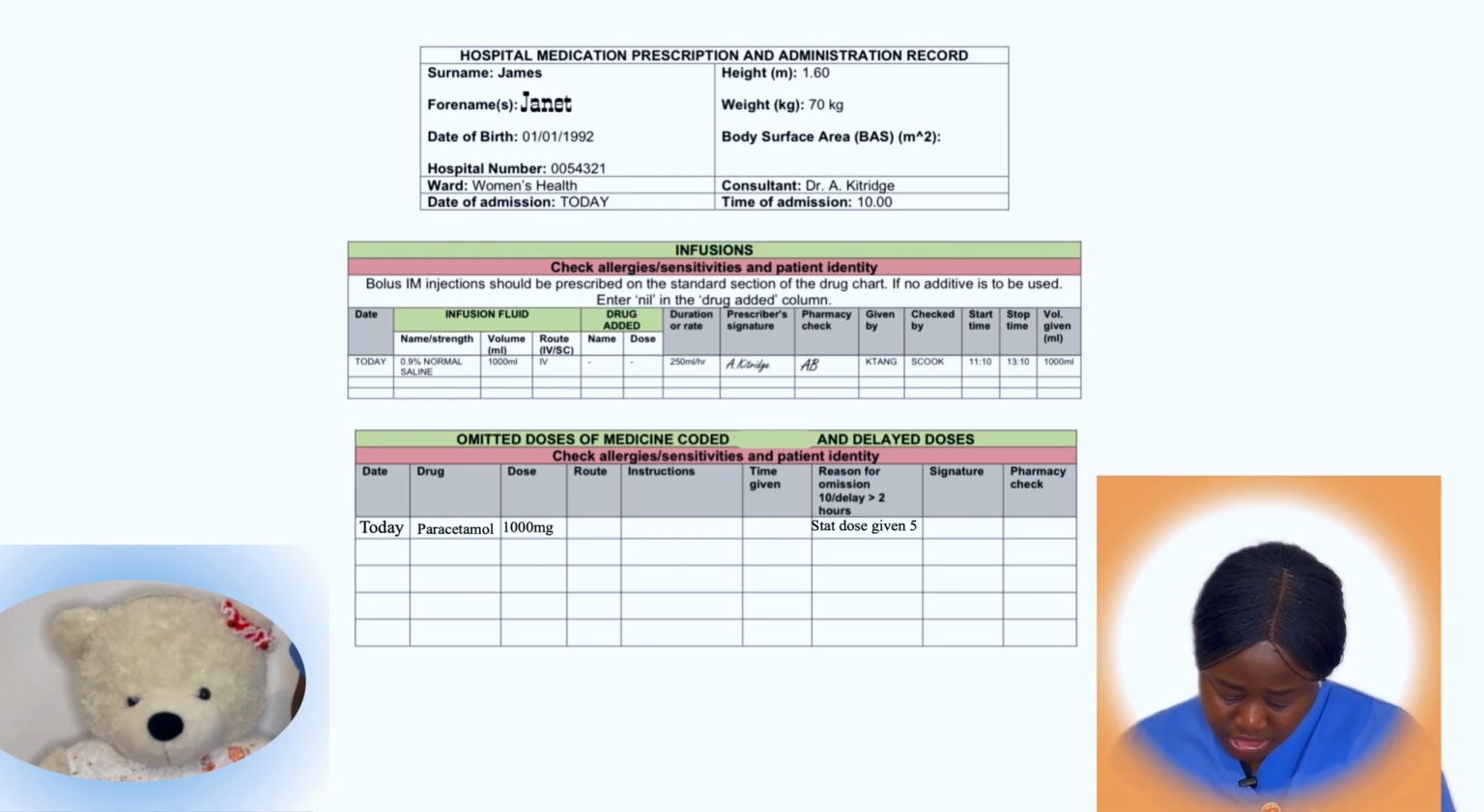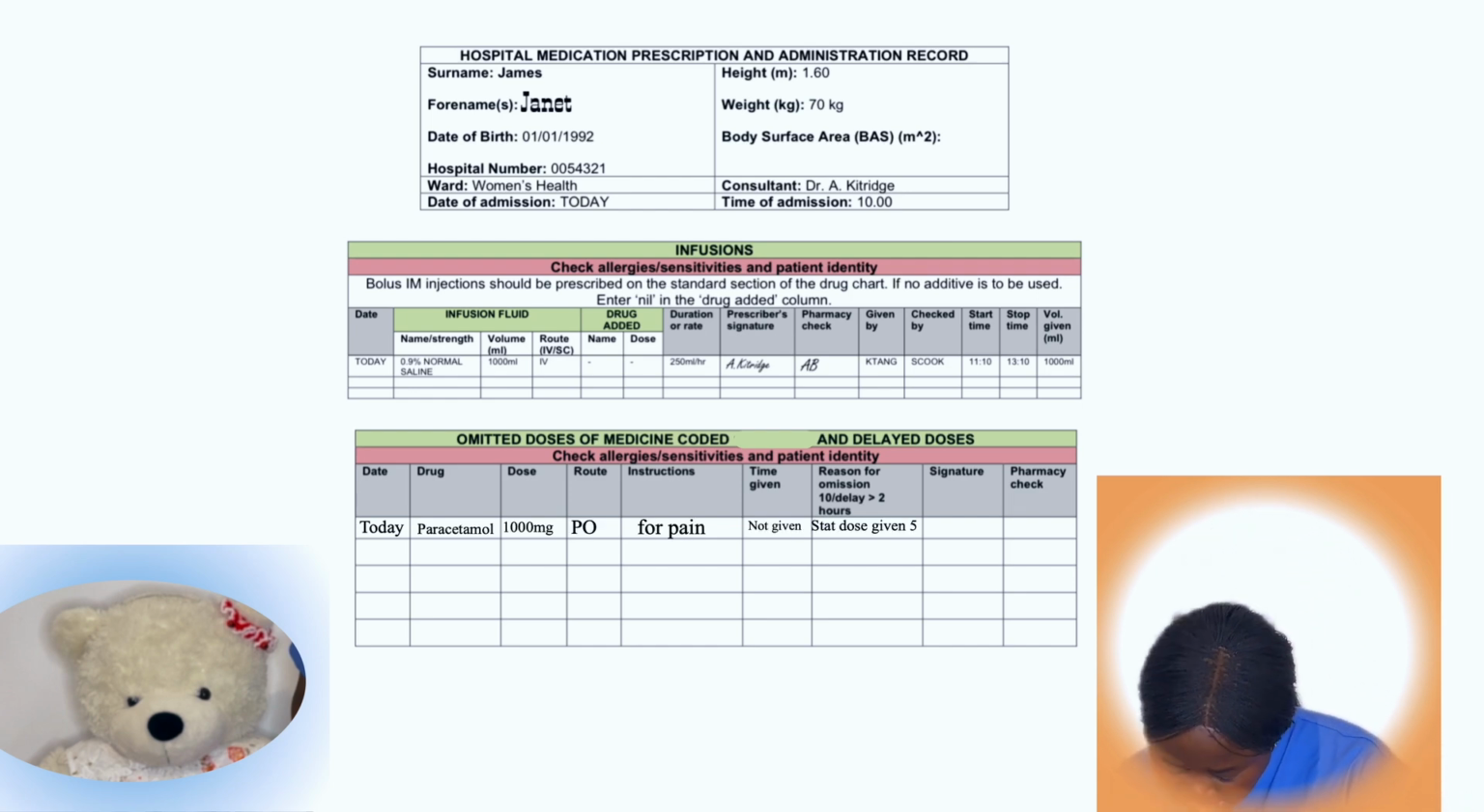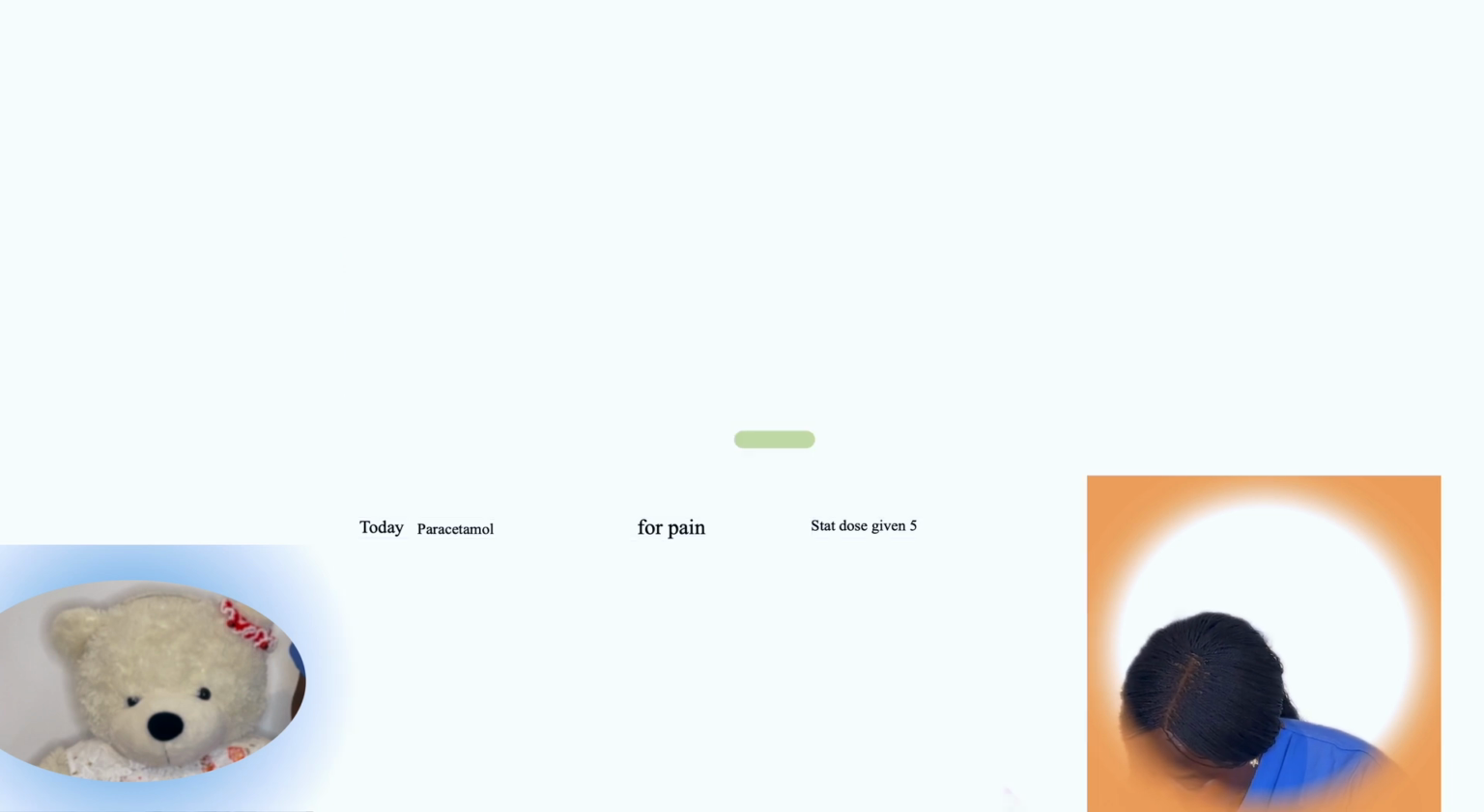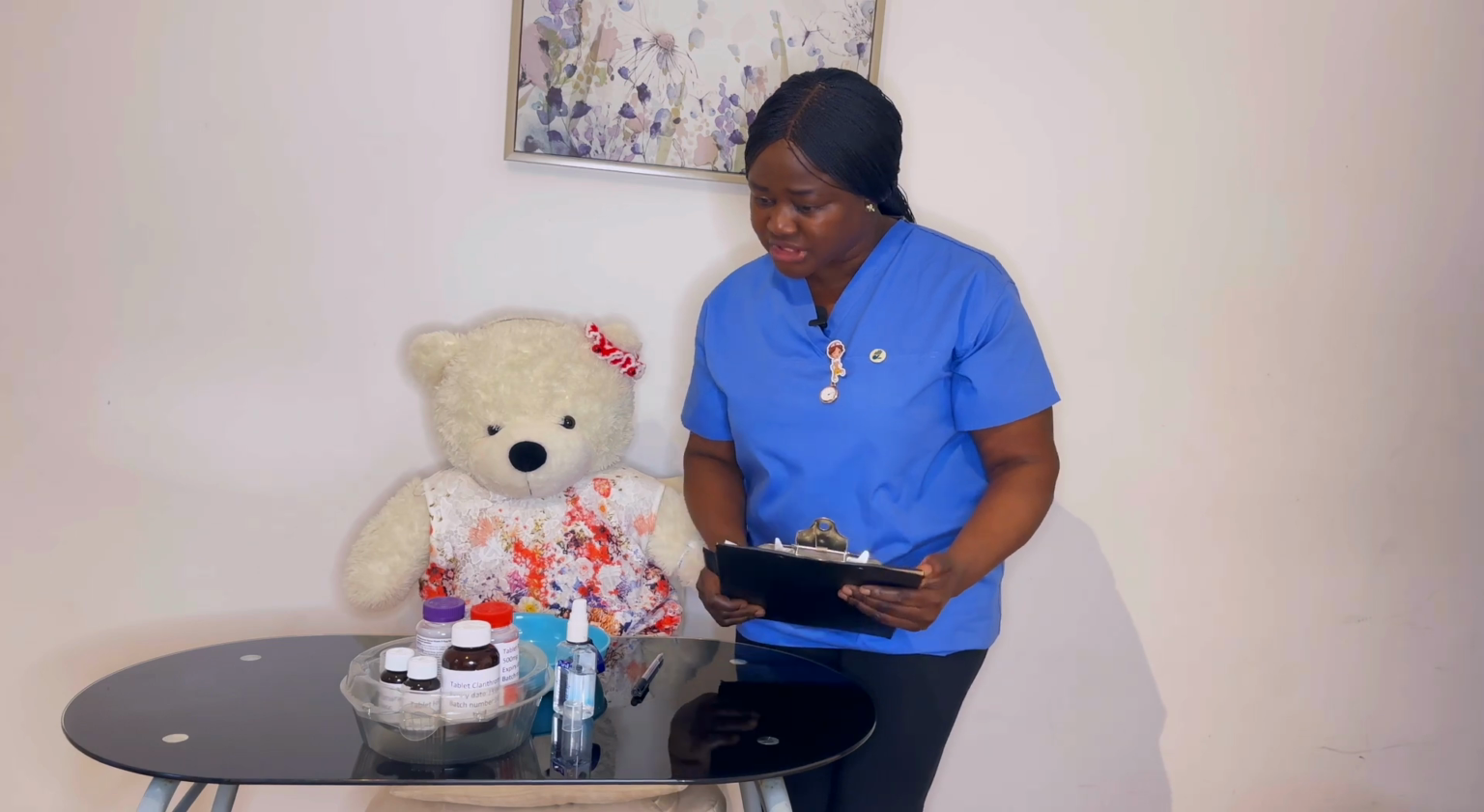So on the last page, drug omitted, I'm just going to put the code. Date is today. The drug is paracetamol. Dose is 1000 milligram. Route is per oral. Instruction for pain. Time given, not given. The reason is that the start dose was already given. I'll put my signature, and I'll be going to serve the medication.